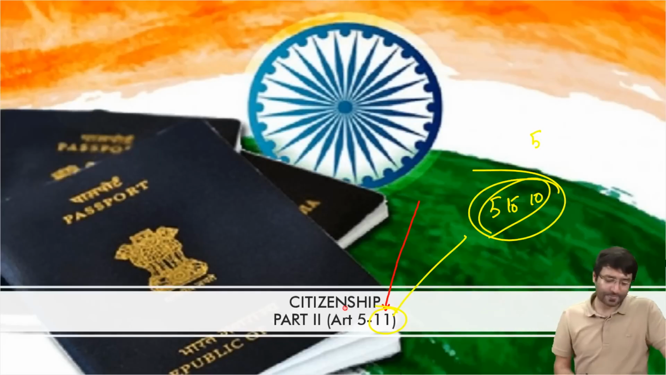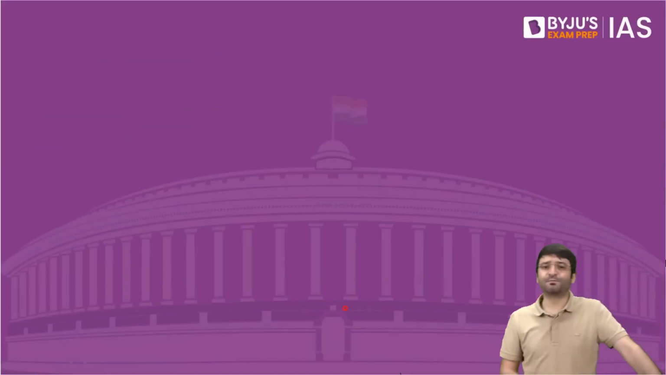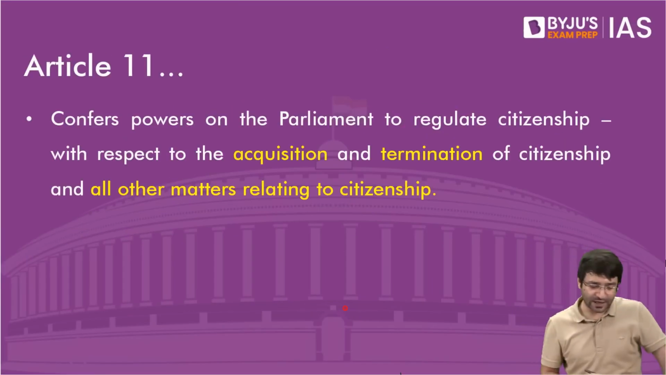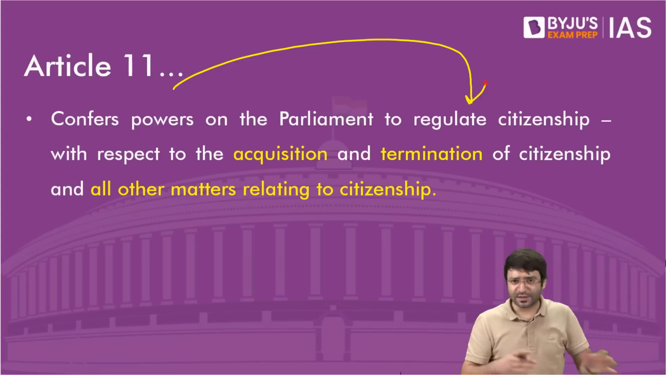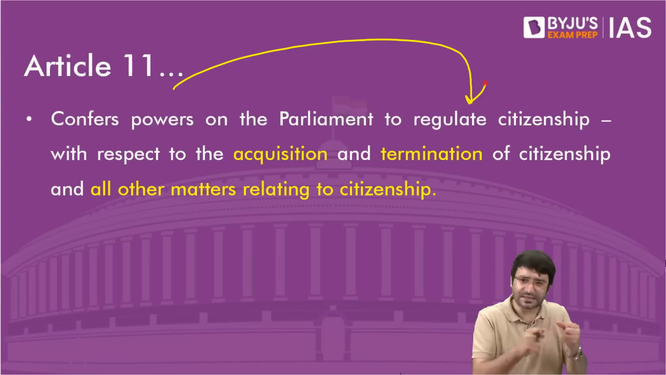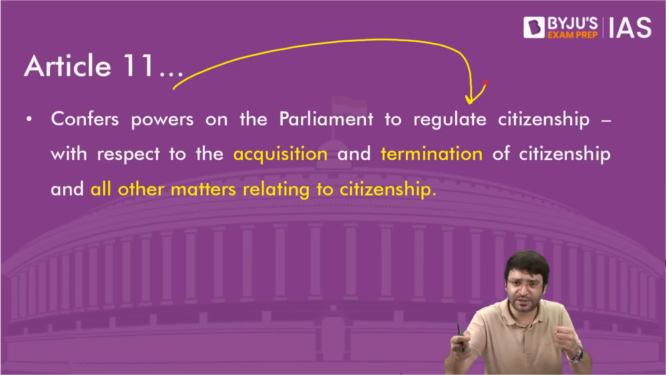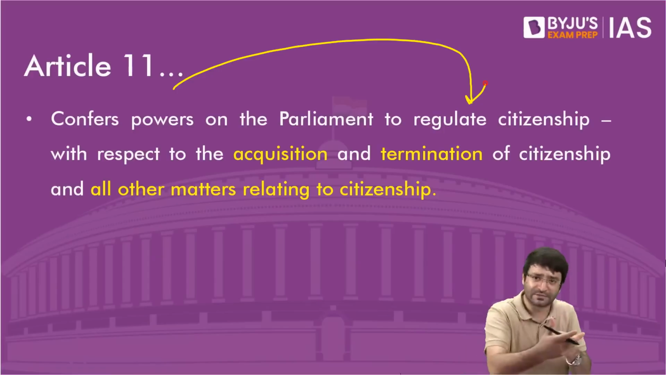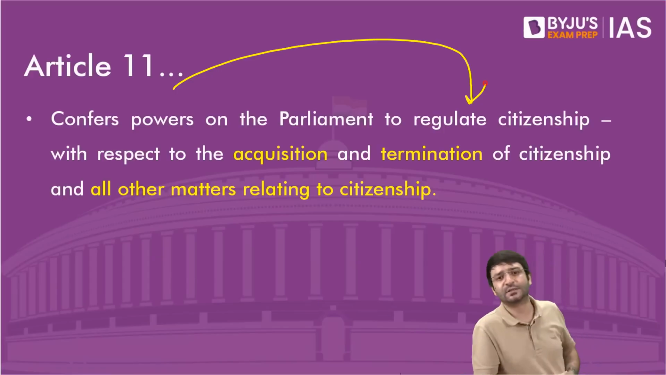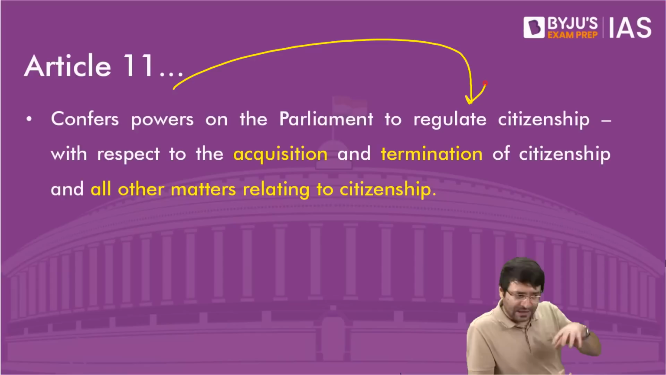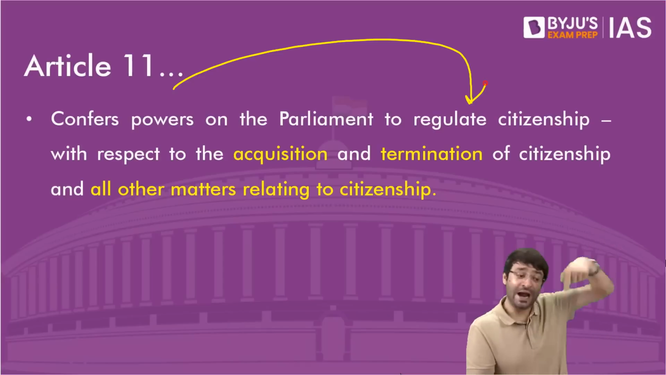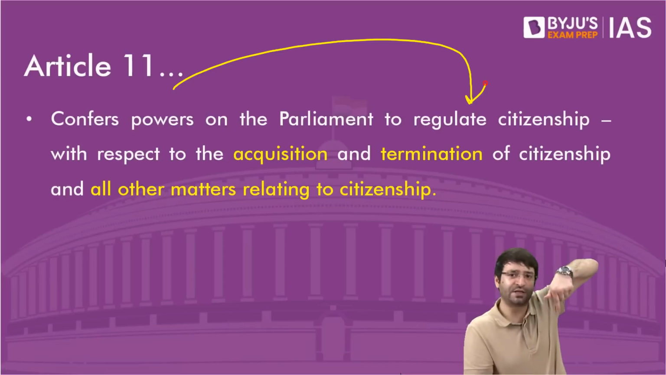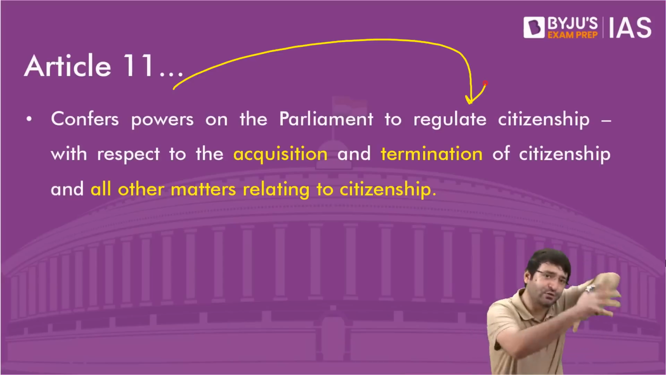But Article 11 gives power to the Parliament that you can regulate all matters related to citizenship. What is citizenship? We know, that legal acceptance which gives you full civil and political rights. Only the citizens have all the political rights. Only the citizens have all the fundamental rights. Aliens do not enjoy five fundamental rights. But Articles 5 to 10 talk about the situation which was there in 1950. On 26th January 1950, who is the citizen of India? That's mentioned in the Constitution.